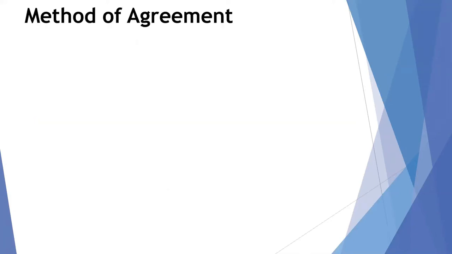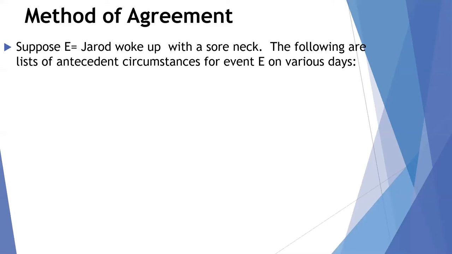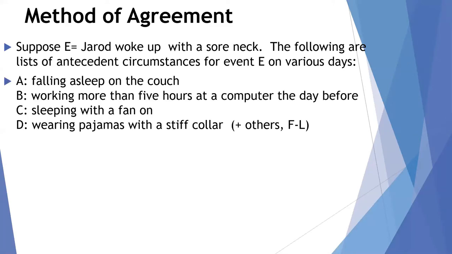So if we were to structure the method of agreement a little bit more formally and consider an example, suppose we're doing a simple daily kind of activity. Suppose Jared woke up with a sore neck on several different occasions, and we consider a list of antecedent circumstances for the event on various days. Jared thinks back, what kinds of things happened before I woke up with a sore neck? He considers these four things among others: maybe falling asleep on the couch did it, maybe working more than 5 hours at a computer did it, maybe it was sleeping with a fan on, or maybe it was the kind of pajamas that he wore, and there are others that he considers.